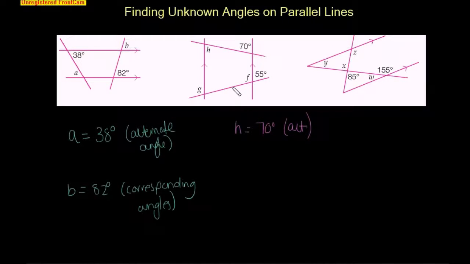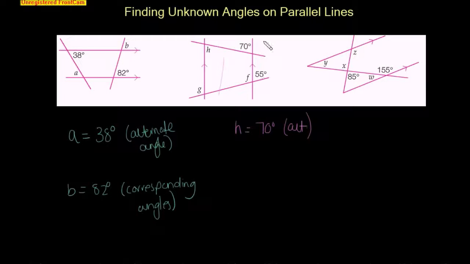Now, it kind of feels like you need to relate H and G because they're vertically on the same parallel line, but they're on different transversal lines, so that means this line is cutting at a different angle to this line. So H and G are not related at all. We've got to look at the relationship between G and 55 degrees because they're on the same transversal line.